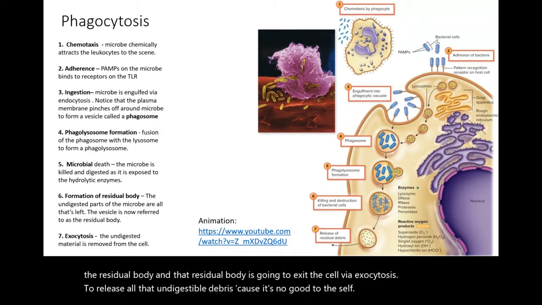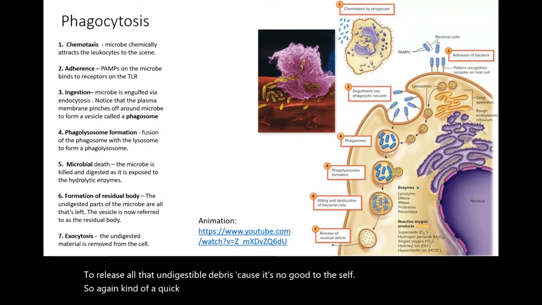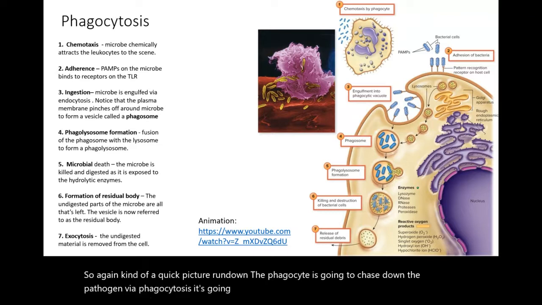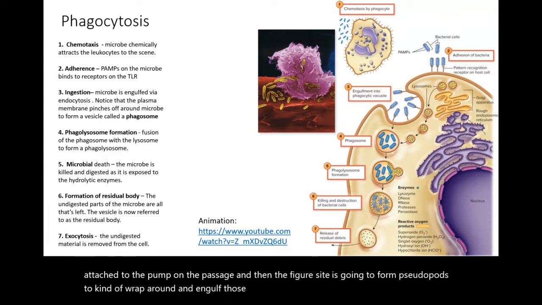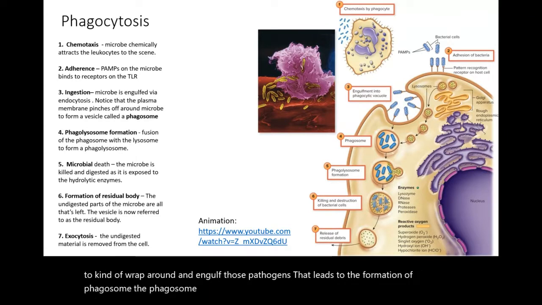Okay, so again, kind of a quick picture rundown. The phagocyte is going to chase down the pathogen via phagocytosis. It's going to grab hold of it by having its toll-like receptors attached to the PAMP on the pathogen. Then the phagocyte is going to form pseudopods to wrap around and engulf those pathogens. That leads to the formation of the phagosome. The phagosome is going to have proton pumps so that it's gradually decreasing the pH.